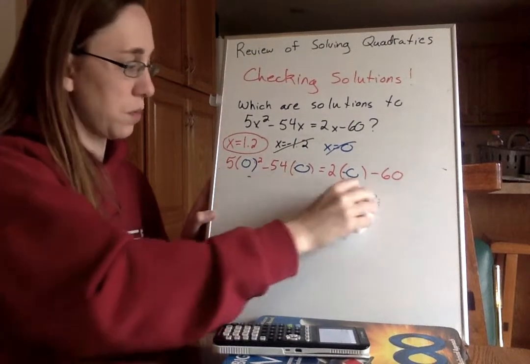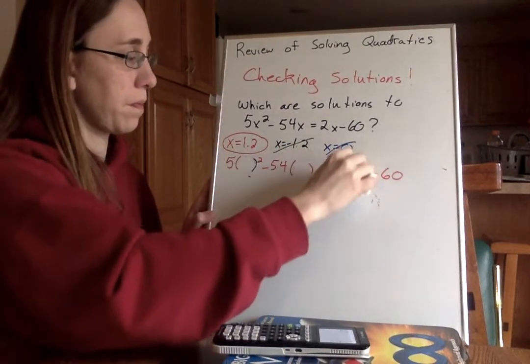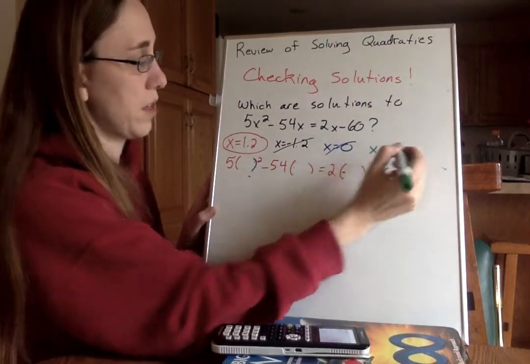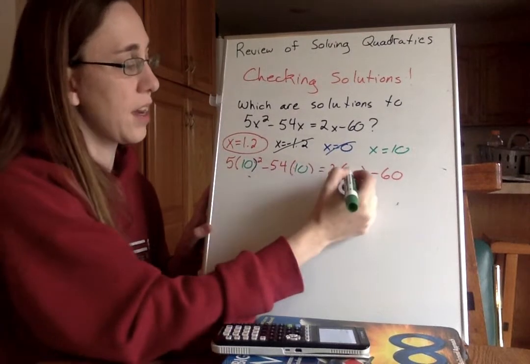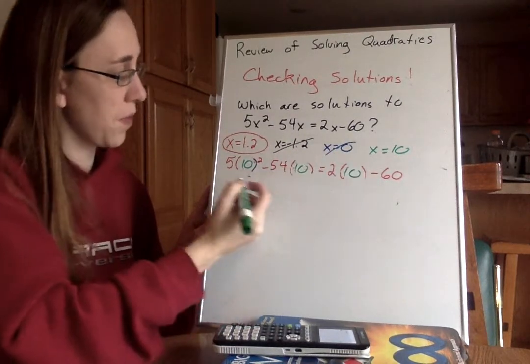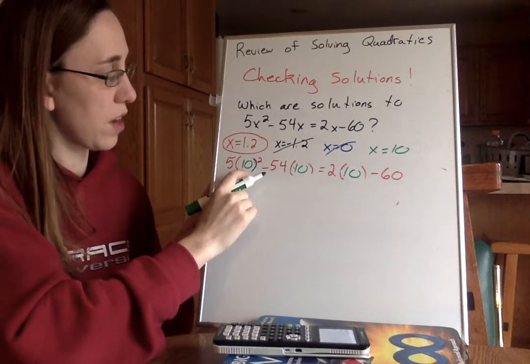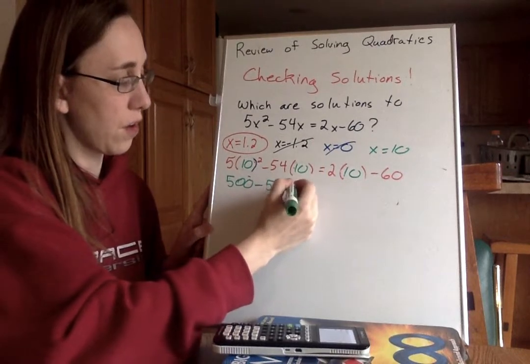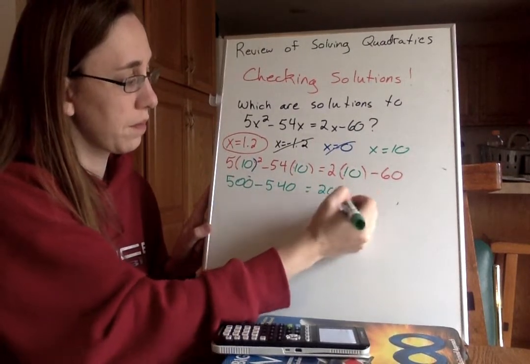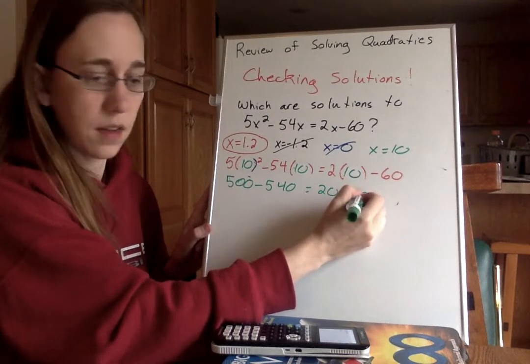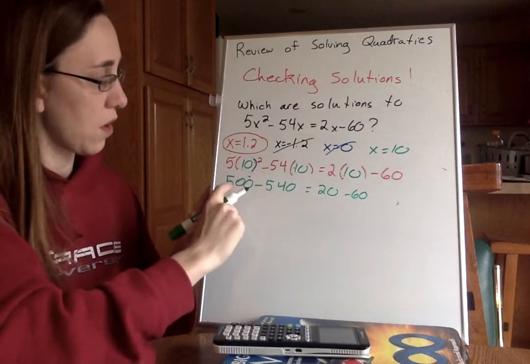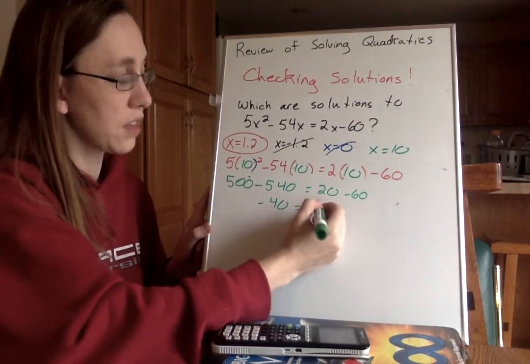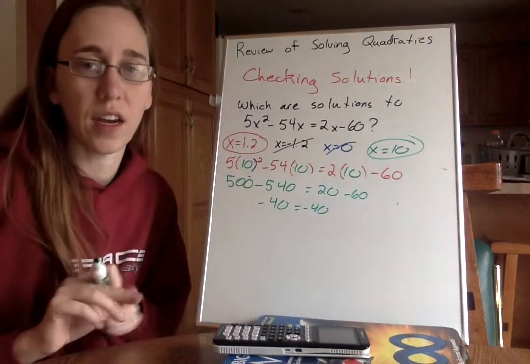Okay, running out of space, let's just try one more. What if we try, let's do a whole number, 10. So if I plug in 10 here, positive 10 for all of these. Okay, 10 squared, that's 100, times 5 gives me 500. 54 times 10 is 540. 2 times 10 is 20, minus 60. So 500 minus 540, it's negative 40. 20 minus 60 is also negative 40. So there's our second answer.